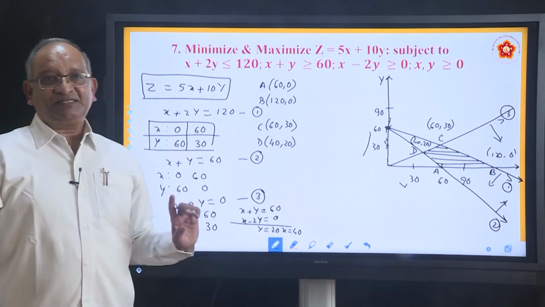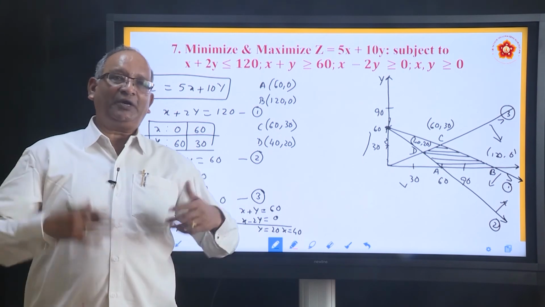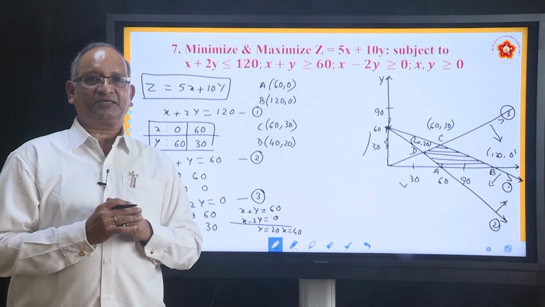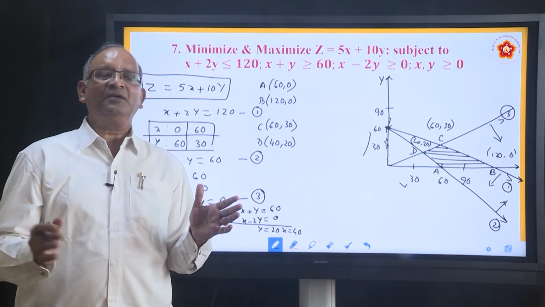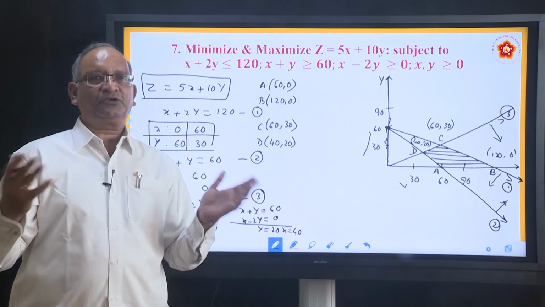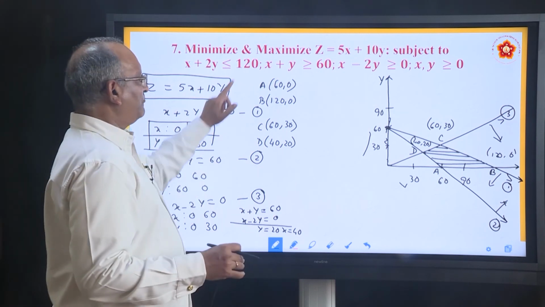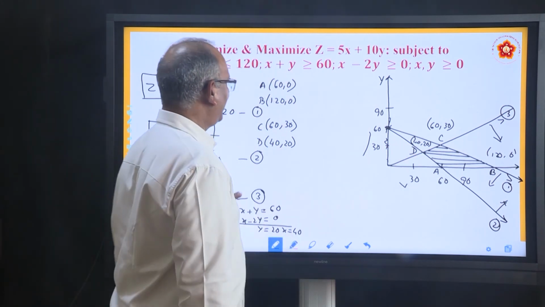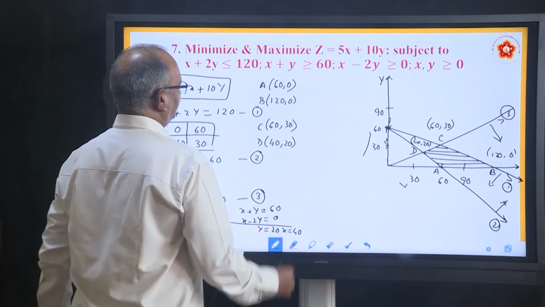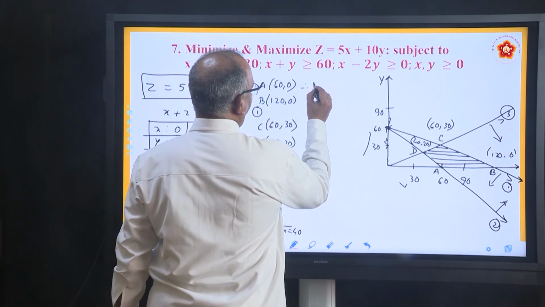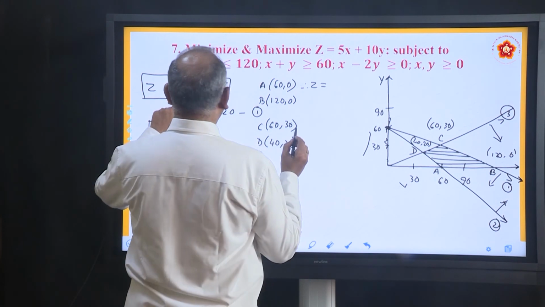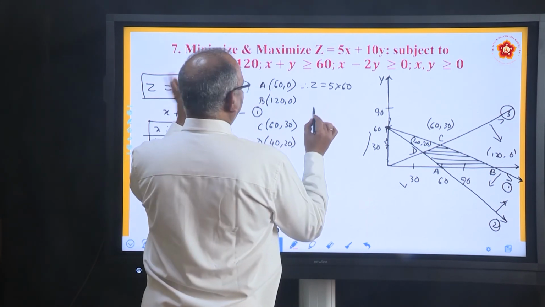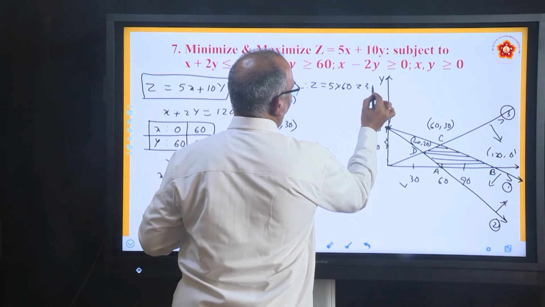You can see that since we have drawn the lines without graph paper, we are struggling to get the points of intersection. If you do it on graph paper, you have to just measure. You don't need to struggle to get the points. Anyway, we got all the points A, B, C, D. In each case, find out Z. So what will be Z in this case? Z is equal to 5 into x, 5 into 60. Other one is anyway 0. It is nothing but 300.